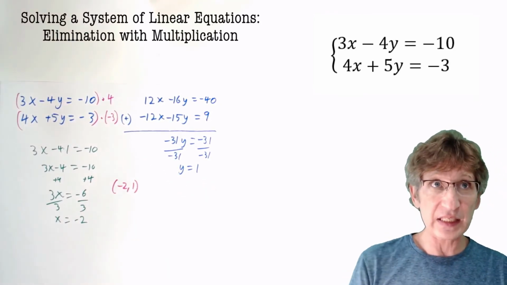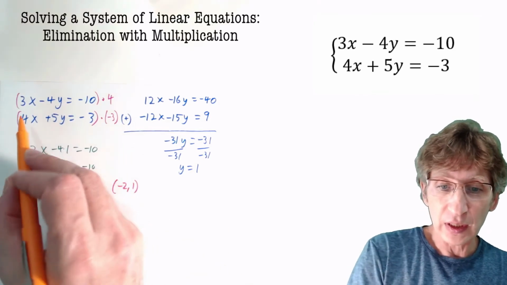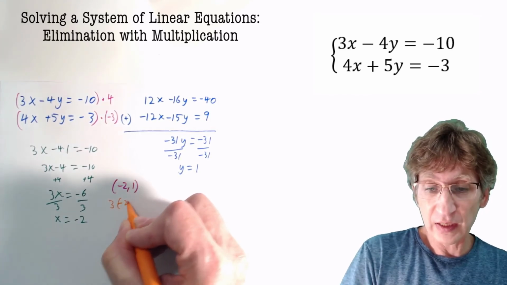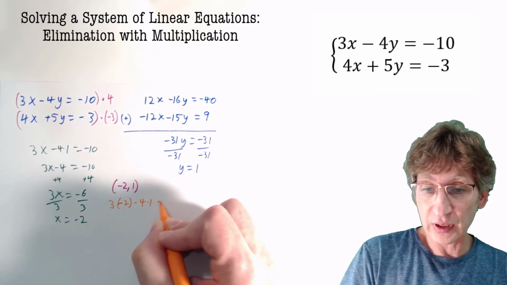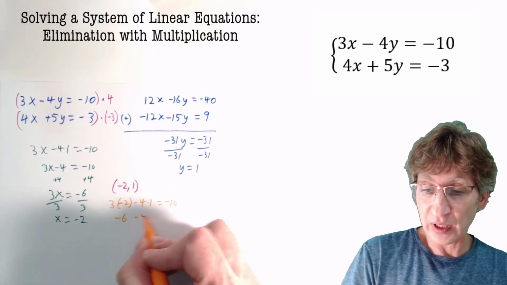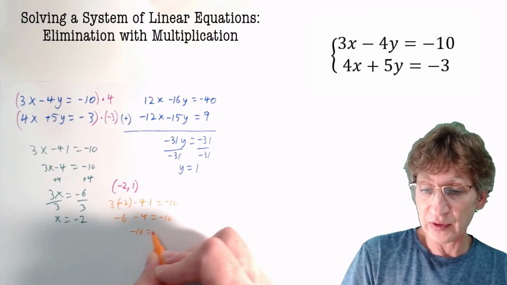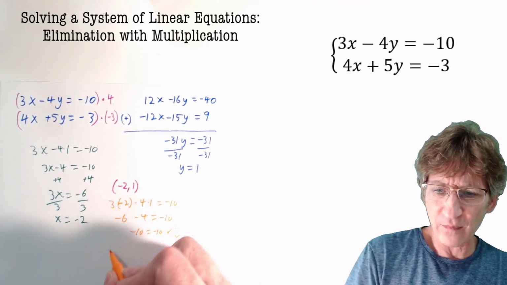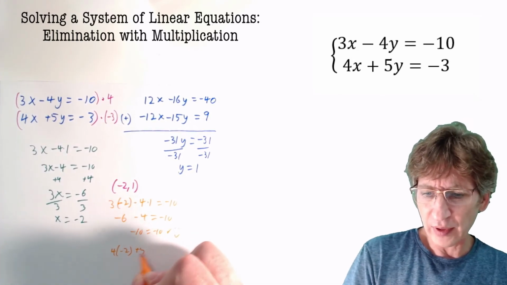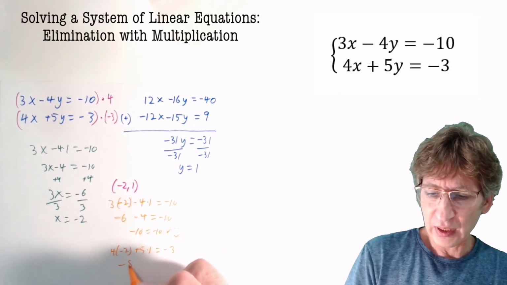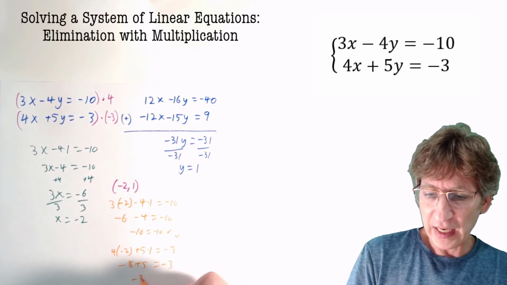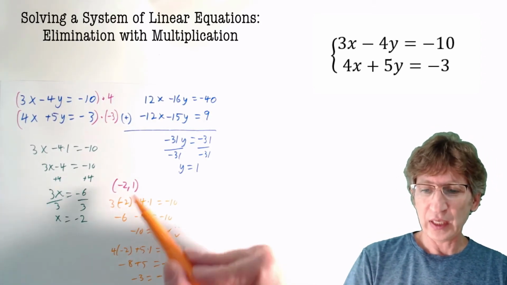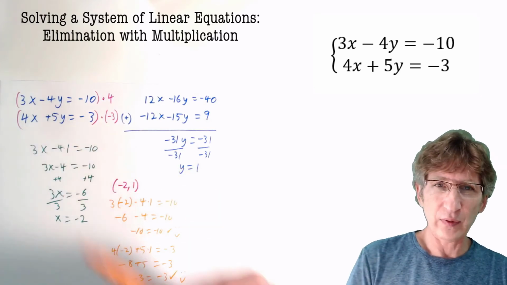And yes, we are going to check in both equations, in the original form of the equations. 3 times negative 2 minus 4 times 1 equals negative 10. Negative 6 minus 4 equals negative 10. Negative 10 equals negative 10. That works. And the second equation, 4 times negative 2 plus 5 times 1 equals negative 3. Negative 8 plus 5 equals negative 3. Negative 3 does, in fact, equal negative 3. So negative 2 comma 1 works in both of these equations.